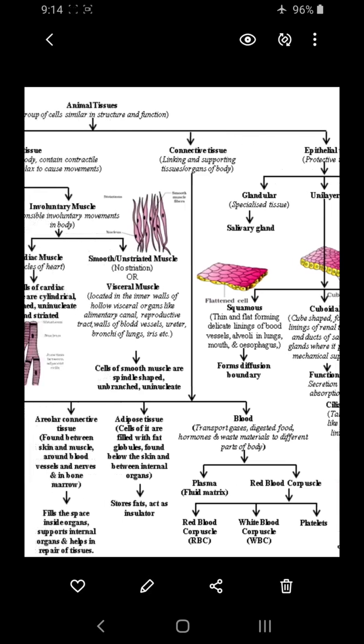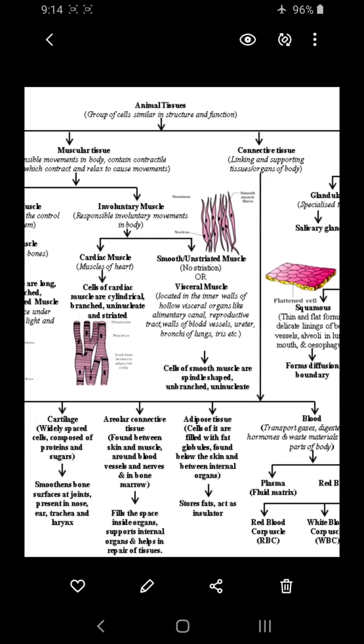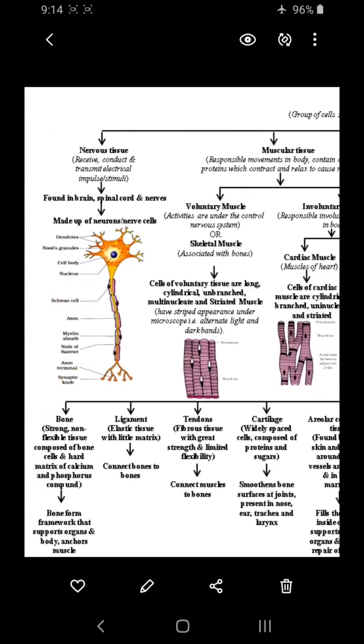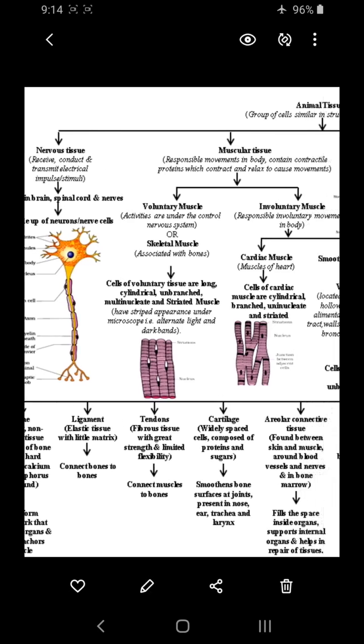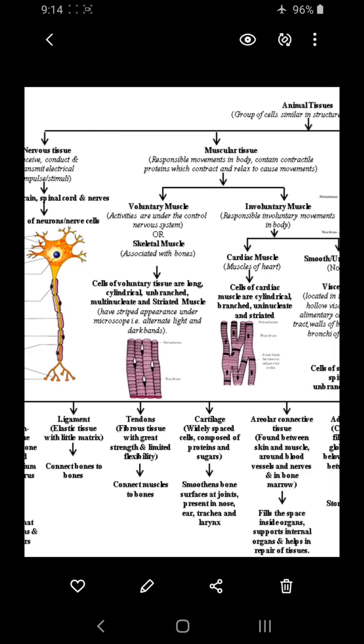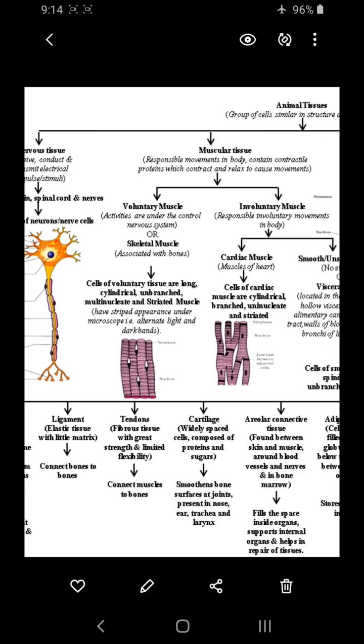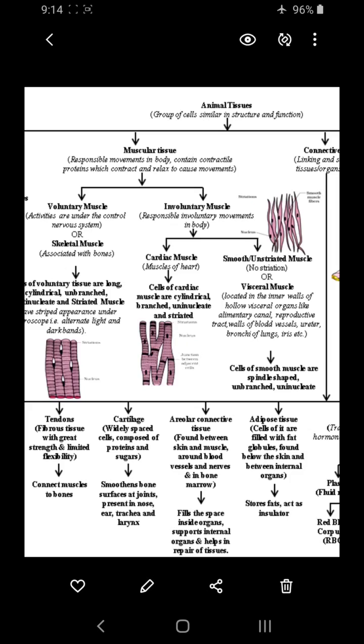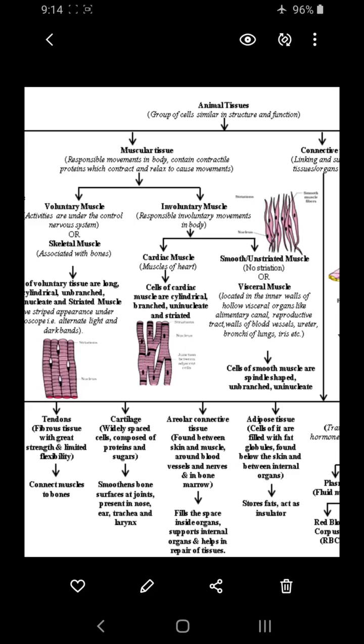Next is the connective tissue. Connective tissue is further divided into, first we are going to discuss bone. Bone is strong, non-flexible tissue composed of bone cells. Next is the ligament. Ligaments connect bone to bone. Next is the tendon. They are fibrous tissue with great strength but limited flexibility and which connect muscle to bone.